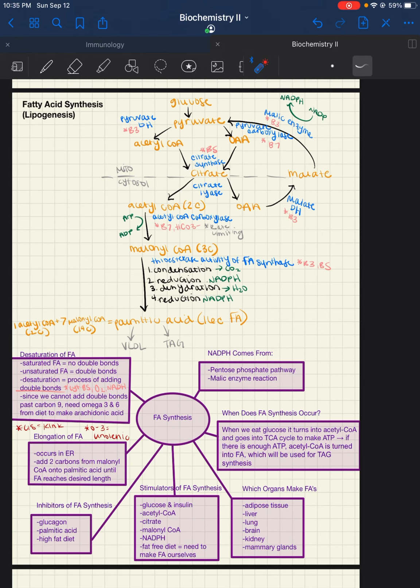The way that we elongate fatty acids is by sending palmitic acid to the smooth endoplasmic reticulum and adding malonyl-CoA onto it until we get the desired length of fatty acid that we need.